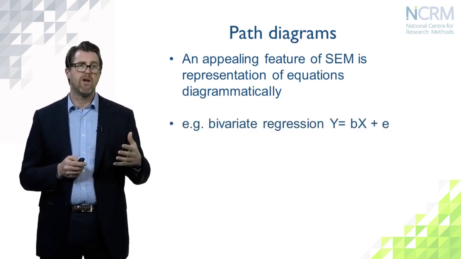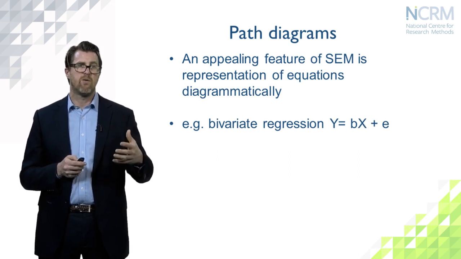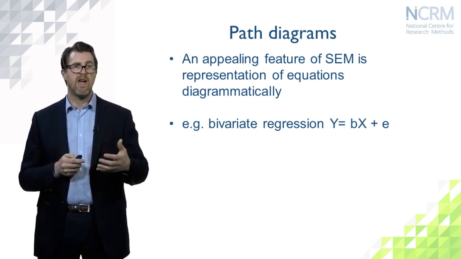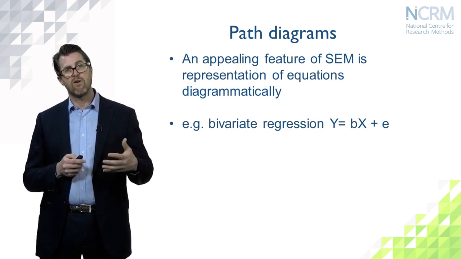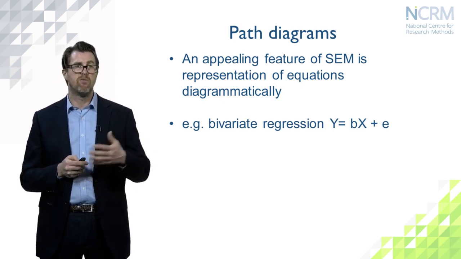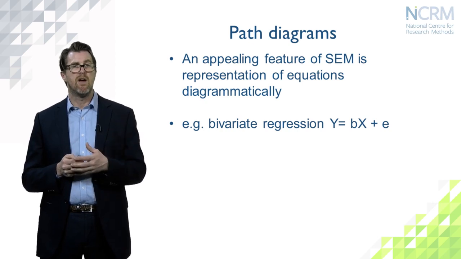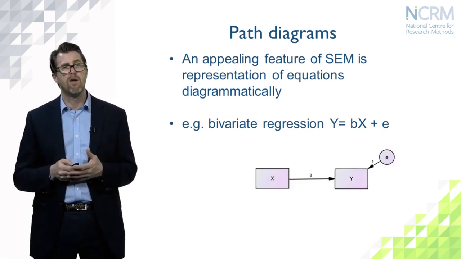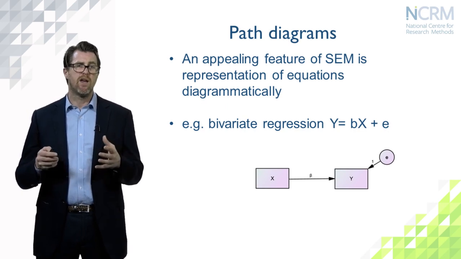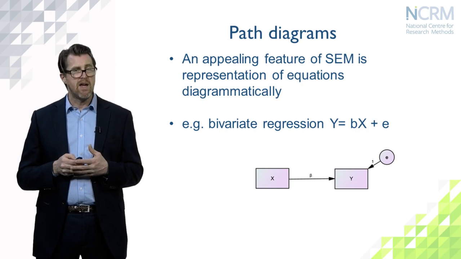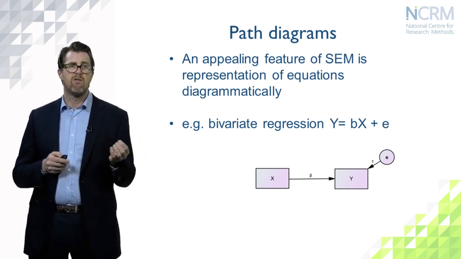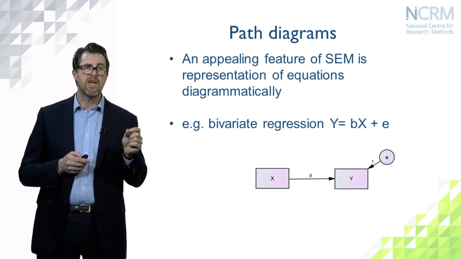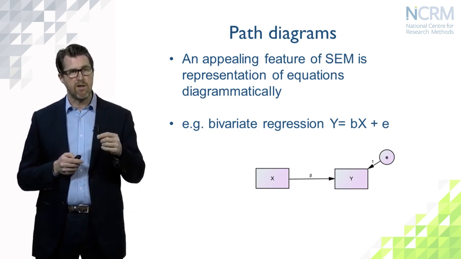So in this example here, we could write a bivariate regression equation in the usual way, where our dependent variable y is a function of our independent variable x, and we are going to solve this equation using data, and we're going to solve for the unknown parameter beta. What is the relationship between x and y? Now we can also write that same information down in the form of a path diagram, a simple path diagram in this case. So we have here, y is now represented as a rectangle. X is also a rectangle. We have an arrow running from x to y in a single direction. And we have a small circle pointing into y, which represents the error term in the equation.